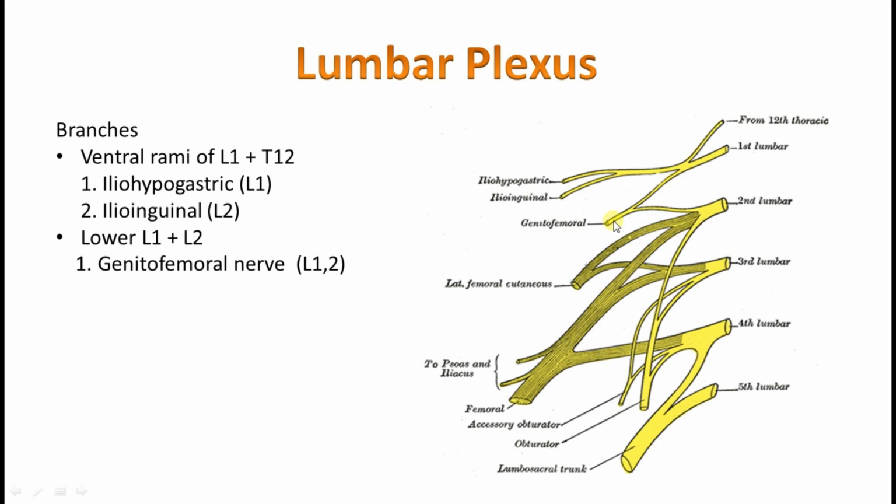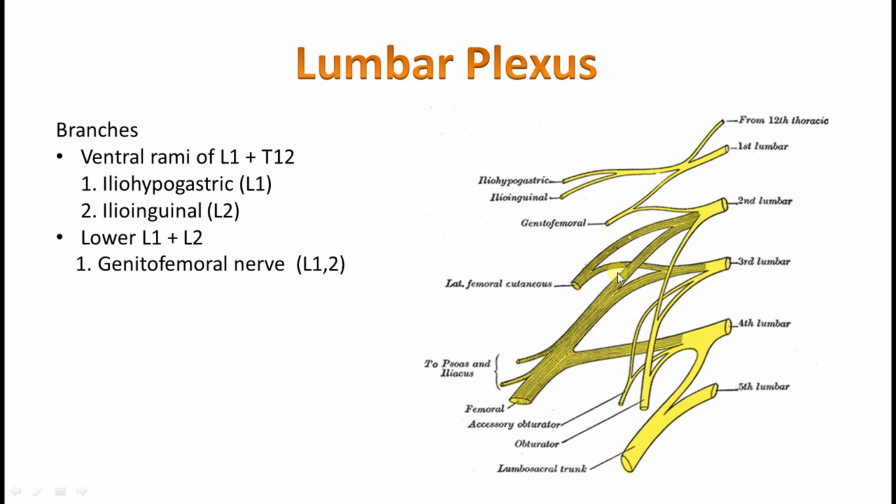Okay. So iliohypogastric, ilioinguinal and then genitofemoral nerve. L2, L3, L4 divide into ventral branches and dorsal branches. Ventral branches are this one and these are the dorsal branches.